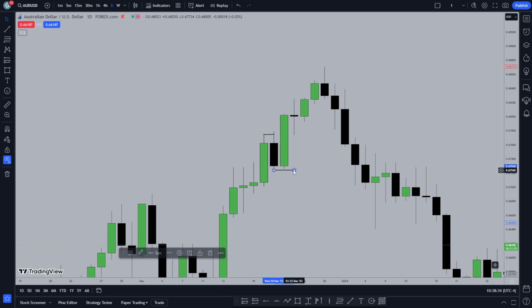You know what I mean? Like, it could have taken another low over here, but what happened? Price went up and took the high. Okay, and the same thing happened on this day also. Price went up and took the high and closed inside.